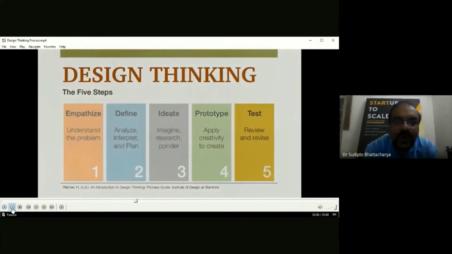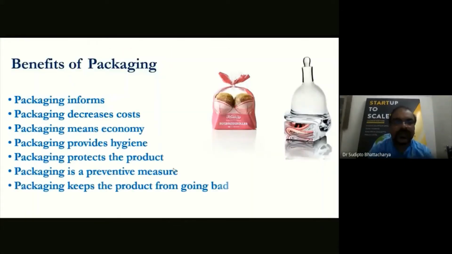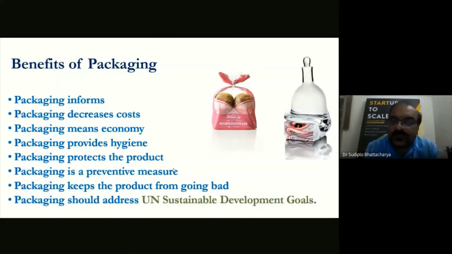So when we have all these 5 steps in front of us, then we do understand that this prototype and testing might be iterative in nature. So we keep on developing and changing and adjusting the prototype as far as the test results are concerned to give the best of the benefits which we foresee. So I told you about the various benefits of packaging, and what you saw just now in that video actually is the various steps of design thinking.